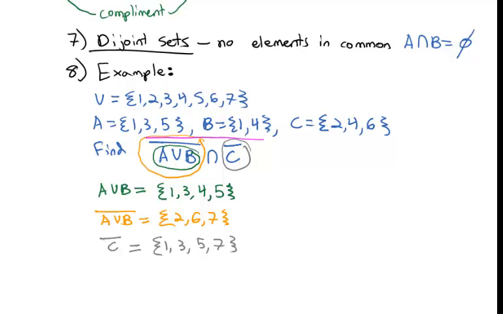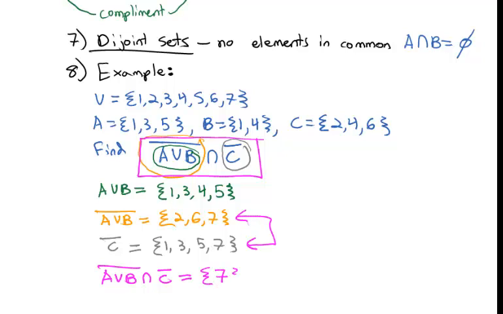So when we find the intersection of both of these together, kind of see how we start in the middle and grow out, the intersection of A union B complement intersected with C complement is where these two sets overlap. What do they have in common? Well, you'll notice the only thing they have in common is 7. So therefore, the complement of A union B intersected with the complement of C is just the element 7.